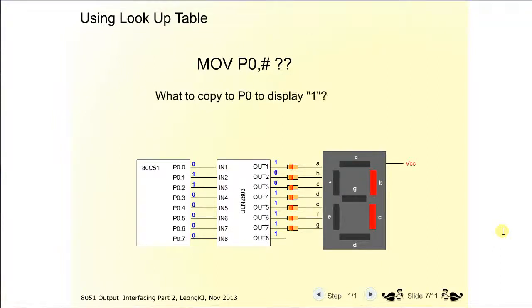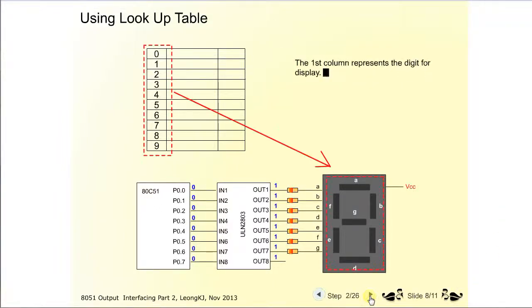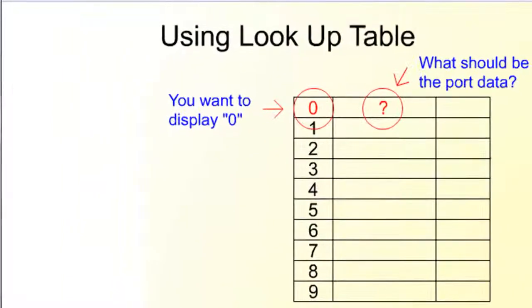How do you display a 1, 2, or 3? This is a lookup table. This first column represents a digit for display. The second column represents the port data in binary for displaying the number. For example, to display 0, what should be the port data?